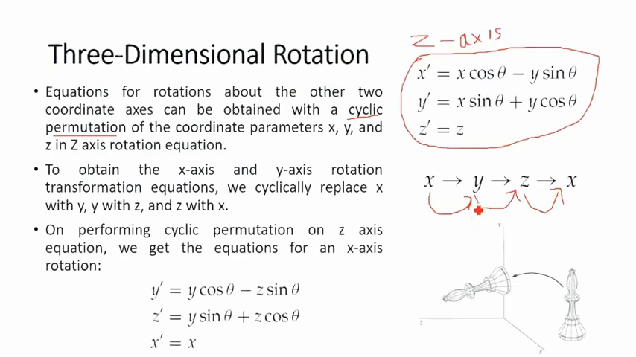Now if I apply the cyclic permutation on z-axis rotation, then I'll have to change the equation. Before that, this is z-axis rotation. If I apply cyclic permutation, this z-axis has to be changed to x-axis. So what I get as a result of this is x-axis rotation.